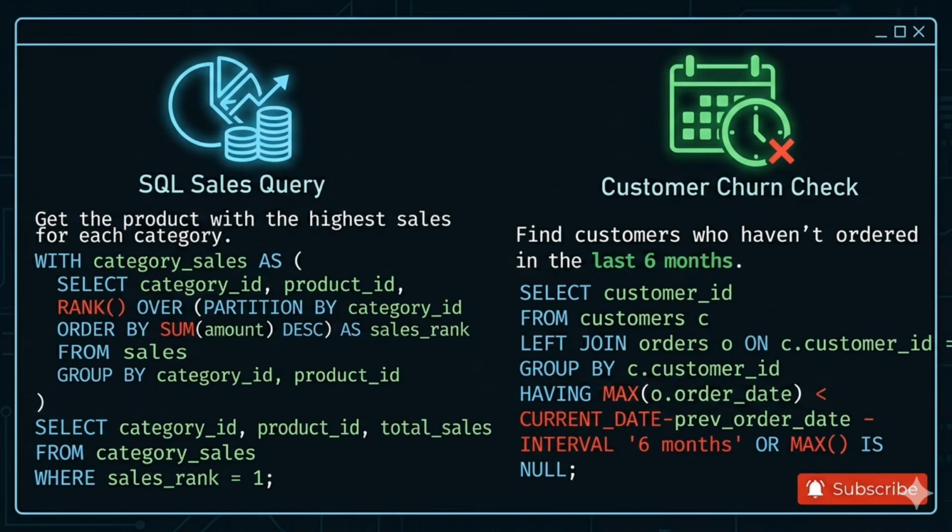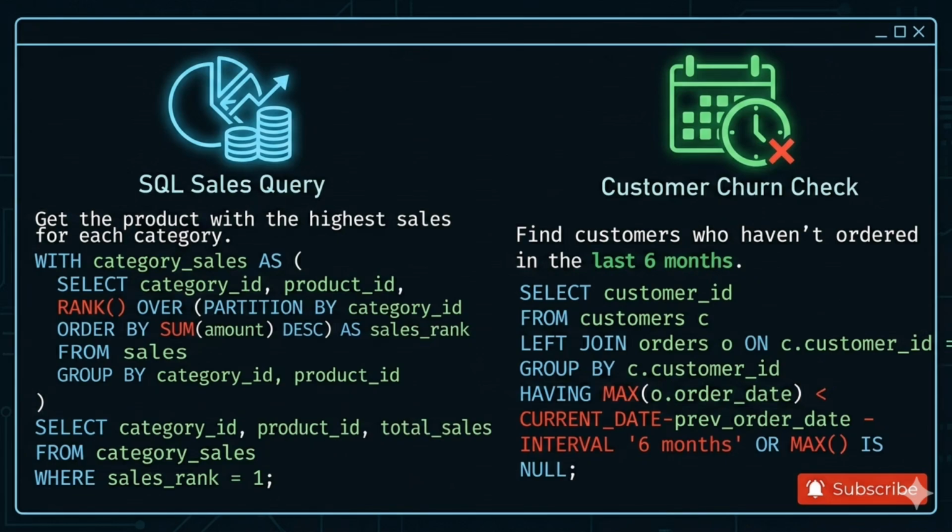Here's how it works. First, the common table expression calculates product rankings within each category. Rank assigns a rank based on descending sales amounts, partitioned by category. Then, the final query filters only rank 1 products, which represent the highest selling product in each category. This query is essential for category performance analysis, top product identification, and sales strategy optimization.